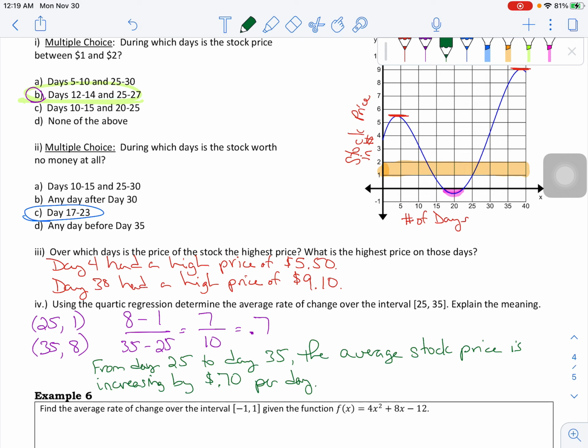And so we want to make sure that we have a couple things here. We're identifying the interval. This number is positive, so our average rate of change is positive, which means we're increasing. And we want to make sure that we're talking about it as per day, that it's increasing per day, not across the entire interval.